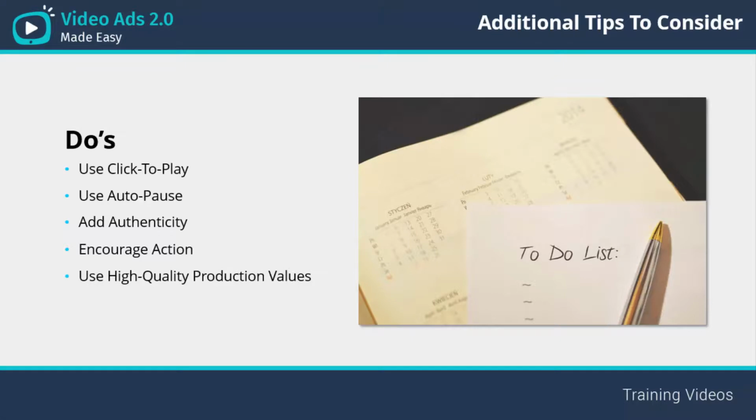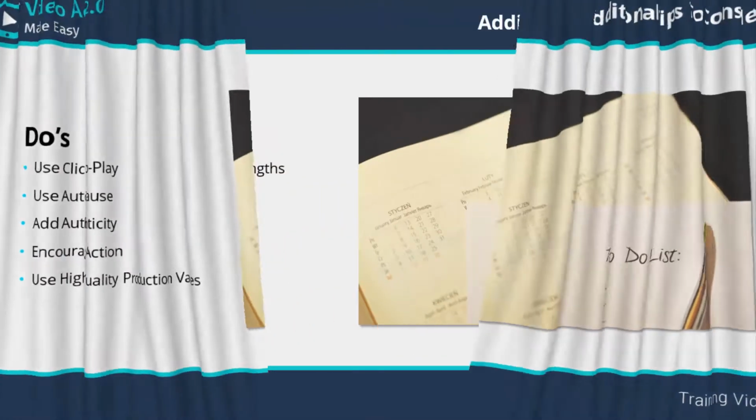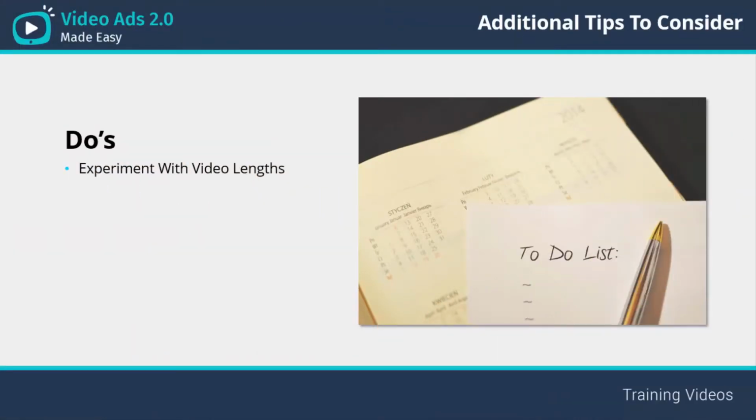Use high-quality production values. Make your video ads the best quality that you can afford. Poor quality ads have little to no chance of getting the attention of users that already have several content options available at any time. Experiment with video lengths. The best way to discover what type of video ad your target audience is willing to watch to completion is to experiment with varying video ad lengths to examine your metrics.